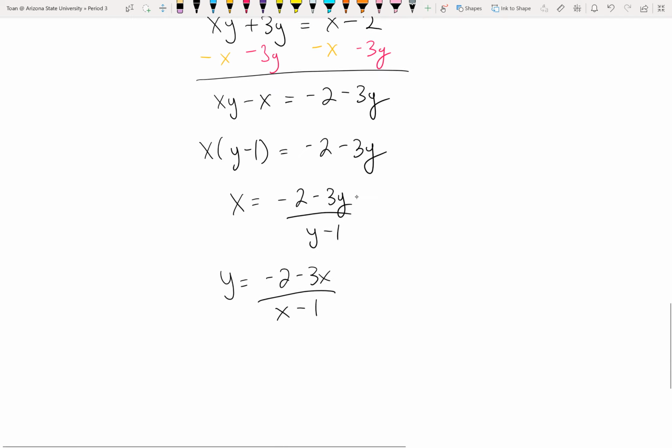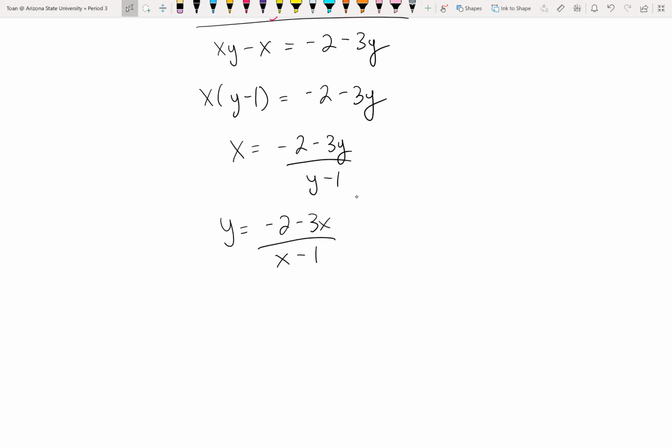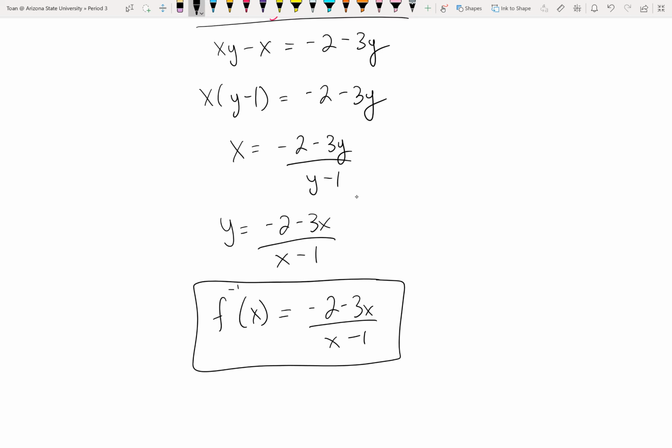So the very last thing I would do is change this y into function notation. I would change that y into f inverse of x equals negative 2 minus 3x over x minus 1. This is the perfect answer I would submit. But again, if you get up to here and you forgot to do that, I'd still give you full points. But this is what I'm looking for.